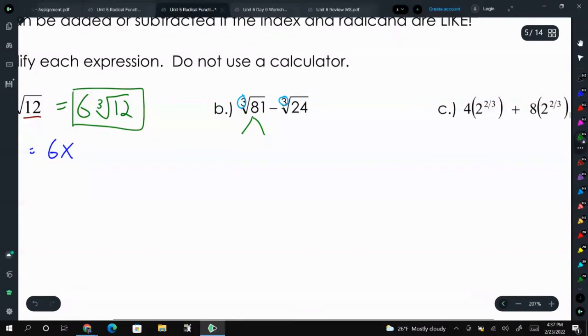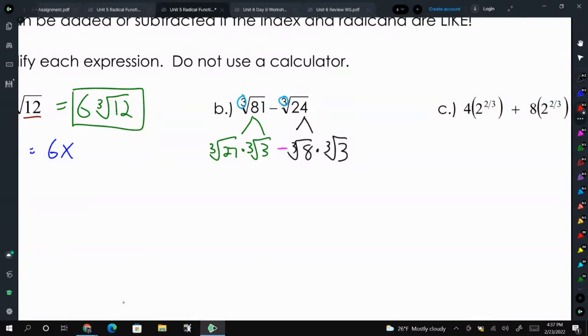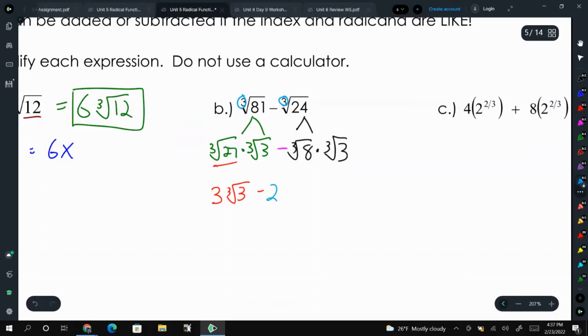We can break 81 up into the third root of 27 times the third root of 3. And we can break up 24 into the third root of 8 times the third root of 3, because 8 times 3 is 24. Now the third root of 27 is 3. So this becomes 3 times the third root of 3 minus the third root of 8, which is 2, so we have 2 times the third root of 3.